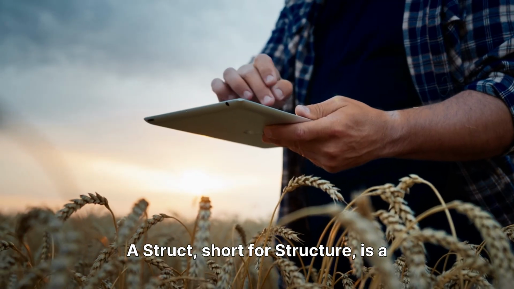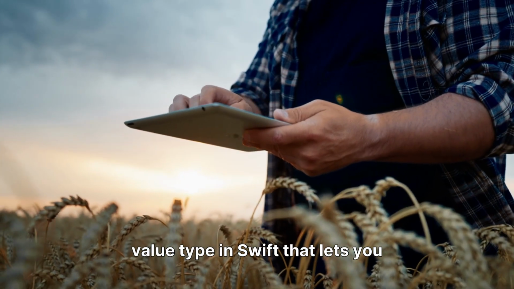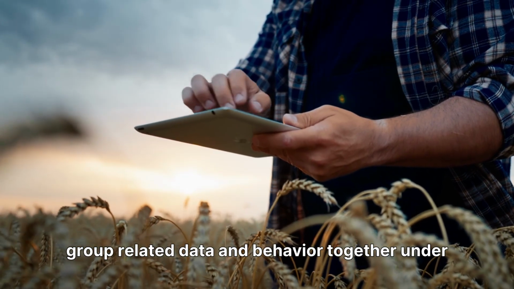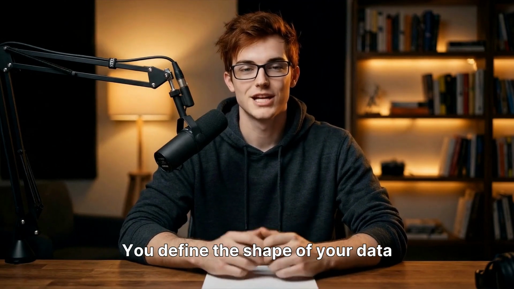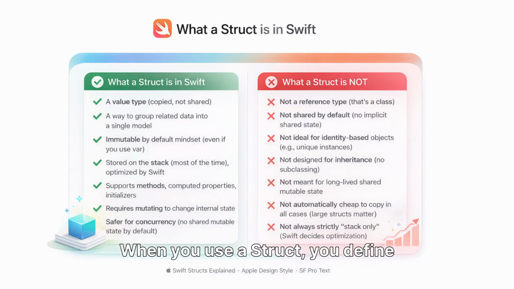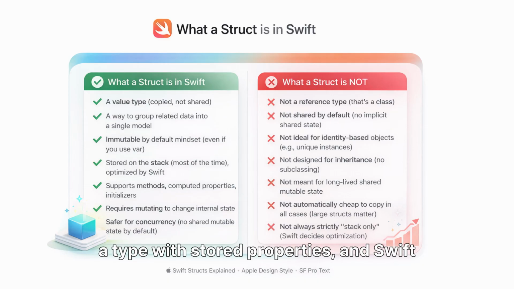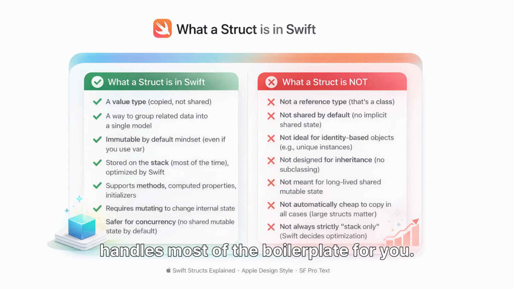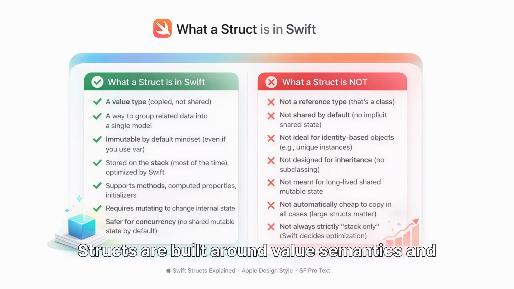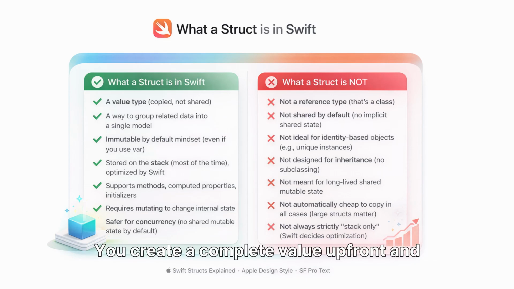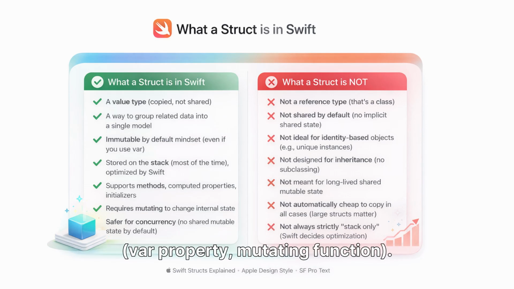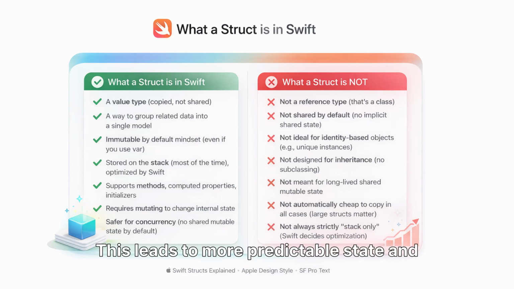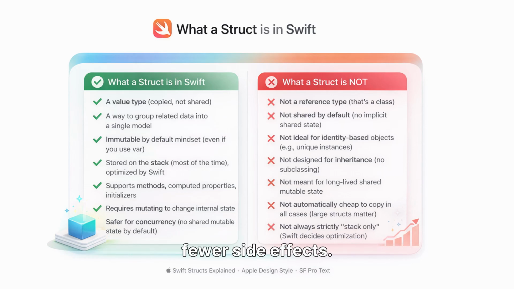A struct, short for structure, is a value type in Swift that lets you group related data and behavior together under a single named type. Think of it like a blueprint. You define the shape of your data once, and then you can create as many copies of it as you need. When you use a struct, you define a type with stored properties, and Swift handles most of the boilerplate for you. Structs are built around value semantics and immutability. You create a complete value upfront and avoid mutating it unless it's explicitly needed. var property, mutating function. This leads to more predictable state and fewer side effects.